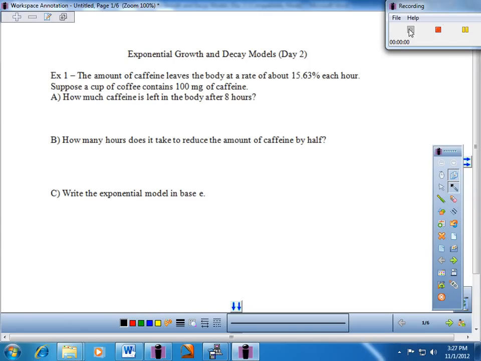Welcome everyone. The title of today's notes is Exponential Growth and Decay Models Day 2, and this, in conjunction with the previous notes worksheet, is just meant to help you with the exponential function challenge that you're currently working on. And remember, you're allowed to use a partner with that, you're allowed to use your notes with that.